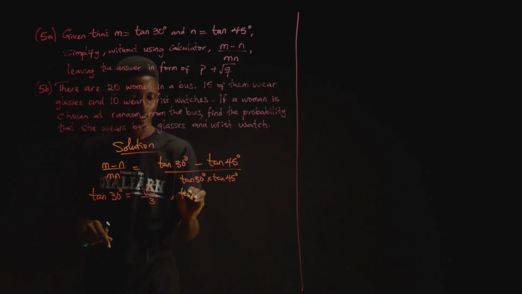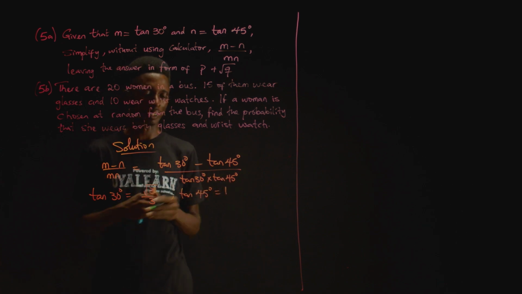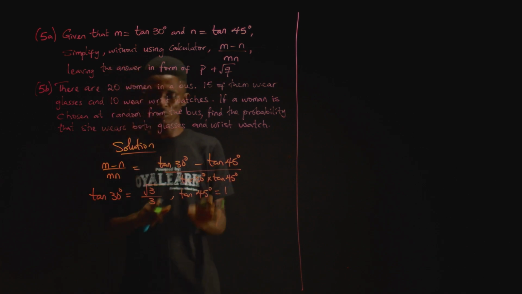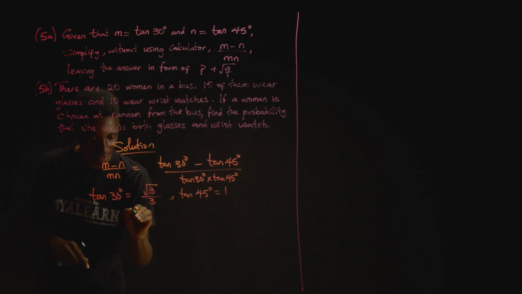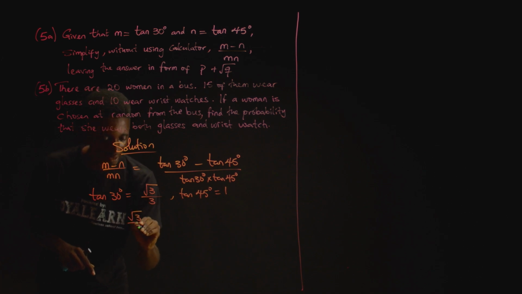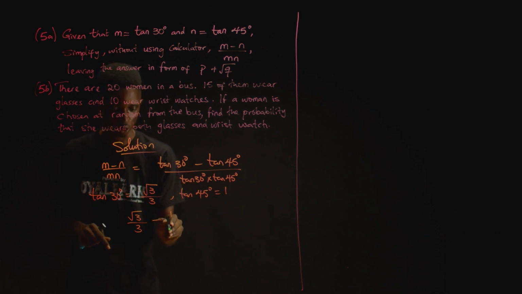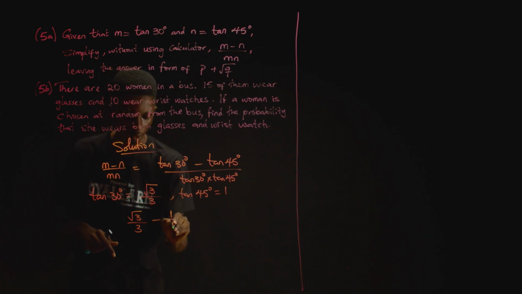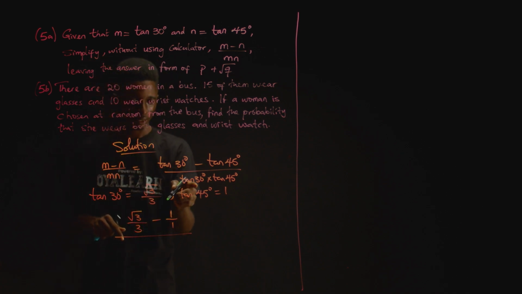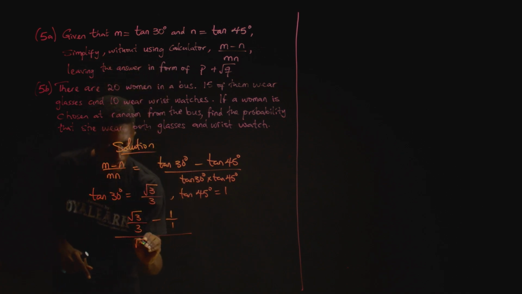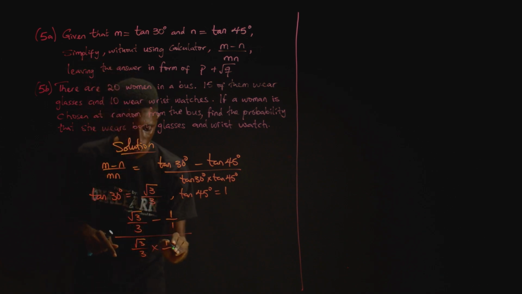And tan 45 degrees equals 1. So we're going to use this to then simplify. So what is tan 30? Root 3 over 3 minus 1. So this can be written as 1 over 1, all divided now by tan 30 again, which is root 3 over 3, multiplied by 1 over 1.